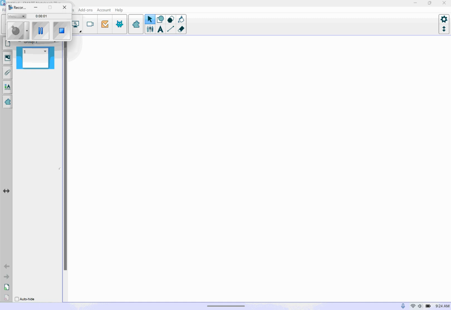Page 47. The old chi-squared. It looks like chai, but it's chi. All right.